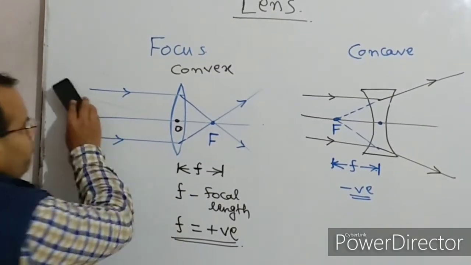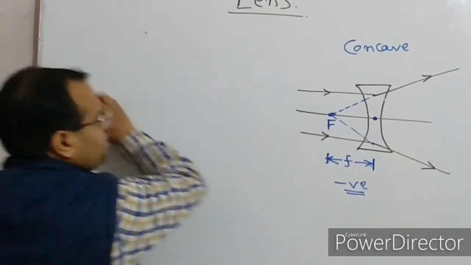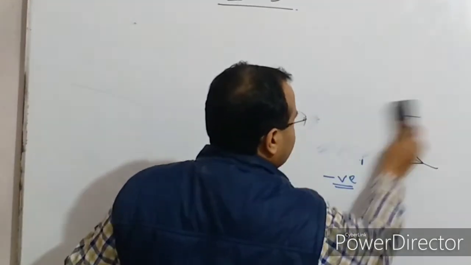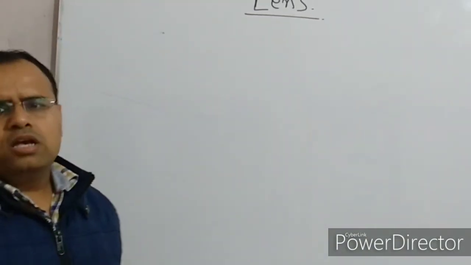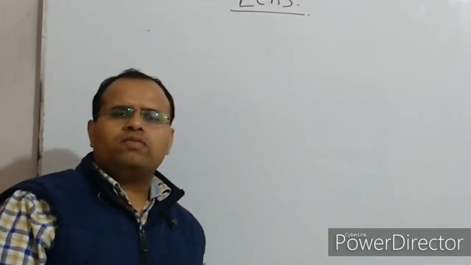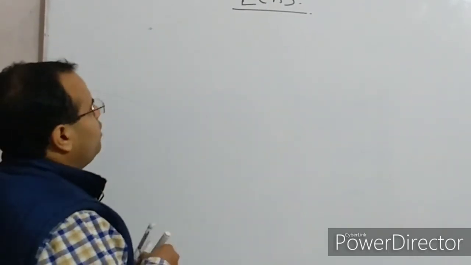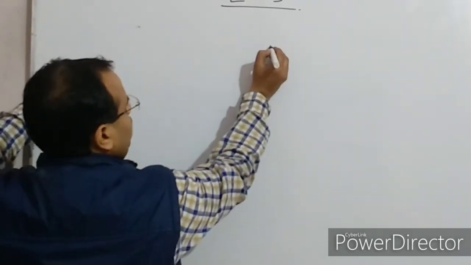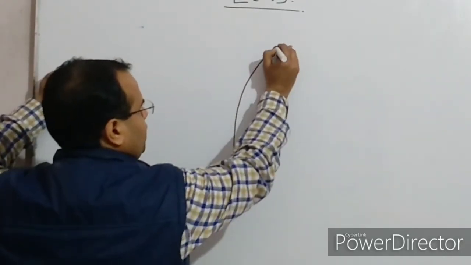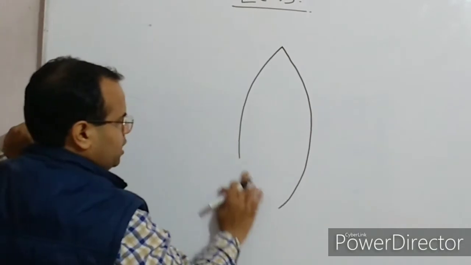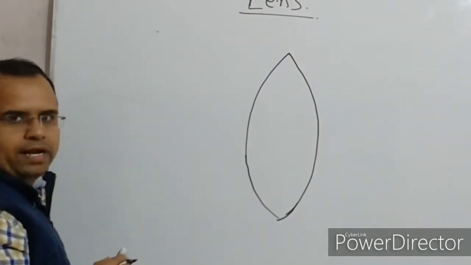One more very important thing we will be discussing: as we know, a convex lens converges the light rays and a concave lens diverges the light rays. So why is it so? Why does the convex lens converge the light rays? I would like to discuss it with you. I am making a big diagram so that you can understand exactly what is happening to the light rays.